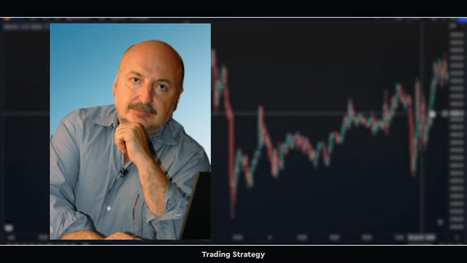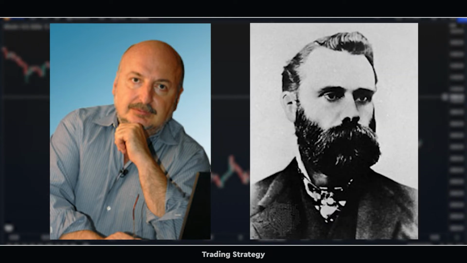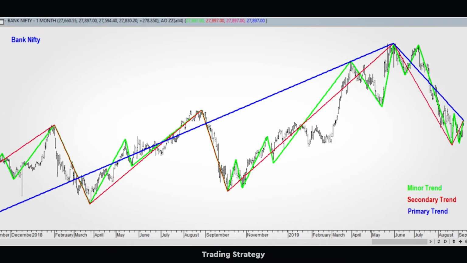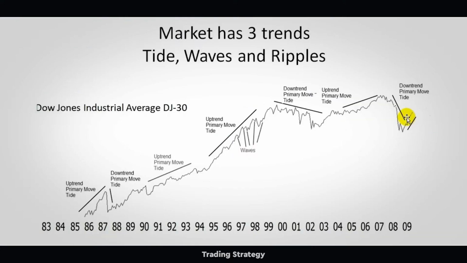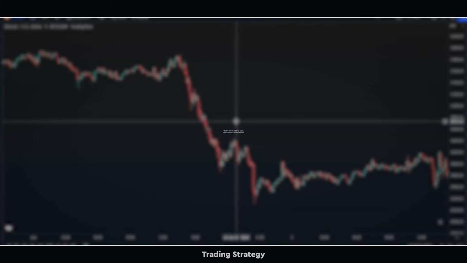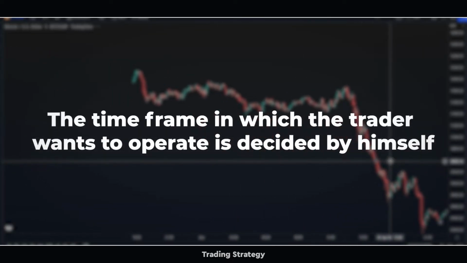Alexander Elder makes reference in his book to what was established by Charles Dow. The market has three trends: long, medium, and short-term trend. Robert Rea, a technician from the 30s of the last century, compares these three tendencies as a tide, a wave, and a ripple of the sea. He tells us that we have to operate with the tide, taking advantage of the waves for entry and ignoring the ripples. The time frame in which the trader wants to operate is decided by himself.